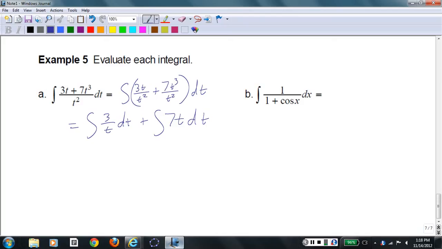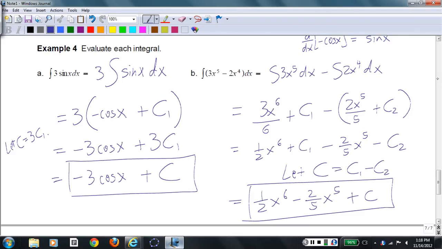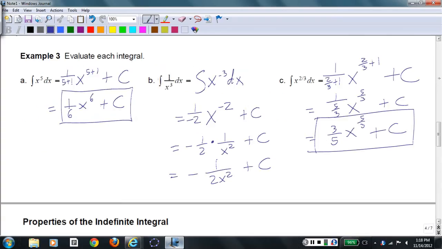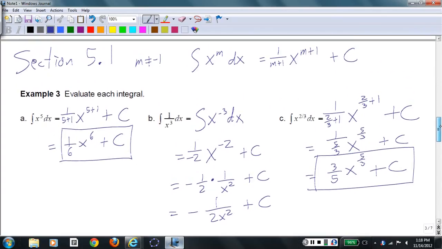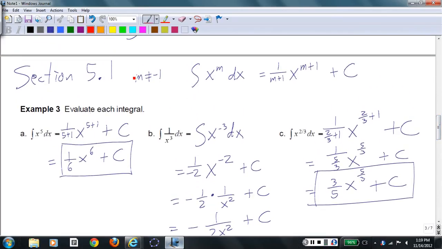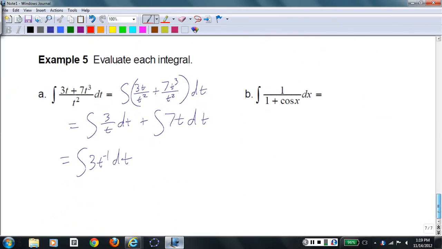Well, here's the thing. 3 over t, that's like 3t to the negative 1. And we said that if we're applying this power rule, where did I say it? Right there. The exponent's not allowed to be negative 1. That's a problem. The exponent is negative 1.